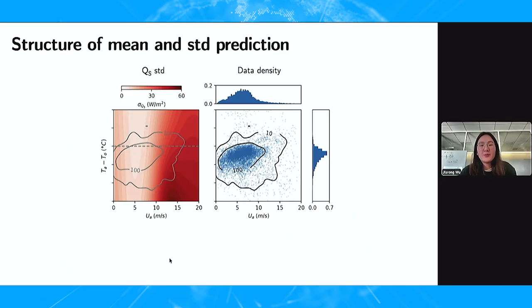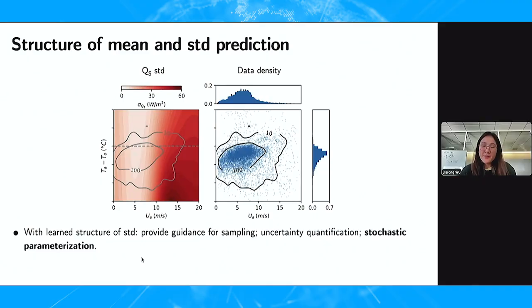But overall, the uncertainty structure seems reasonable, and this is also one of the strengths of this work: now we have an explicit representation of uncertainty, and it's also state dependent. And then we can use this for many applications for uncertainty quantification, but also for stochastic parameterization.